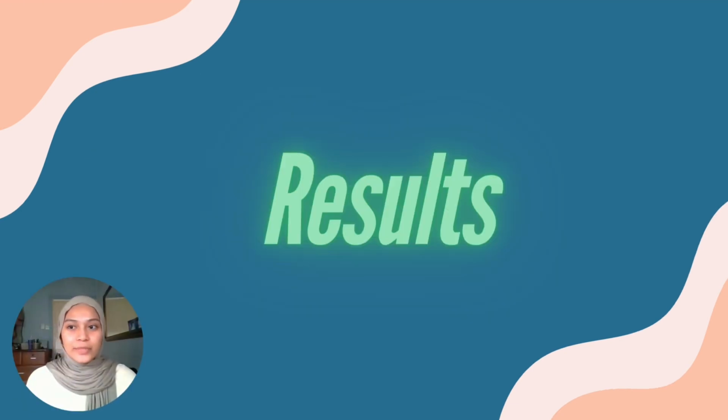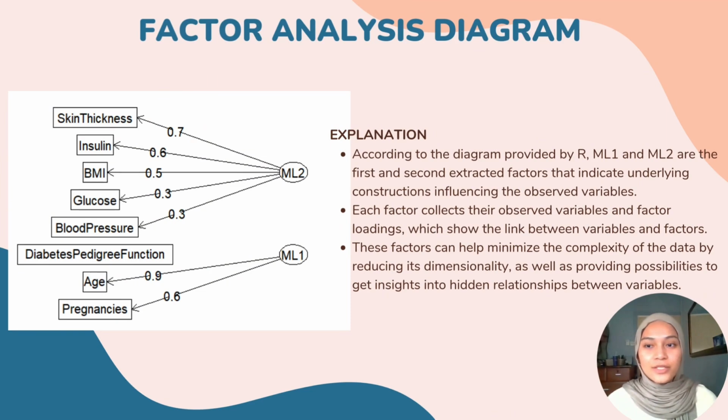Today, I will briefly present the findings of the factor analysis on the healthcare sector. The research found 2 latent factors. Factor 1, ML1, is predominantly driven by genetic and demographic factors with high loadings from diabetes pedigree function 0.9, age 0.9, and pregnancy 0.6. This shows that ML1 captures the genetic and demographic hazards linked with diseases such as diabetes.